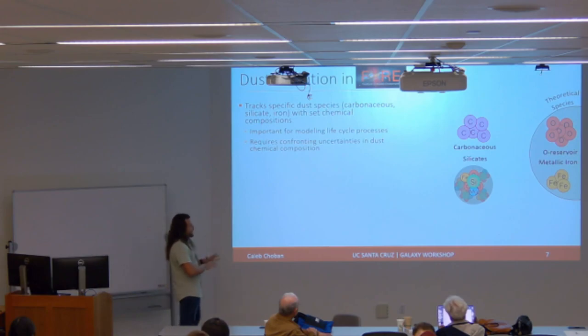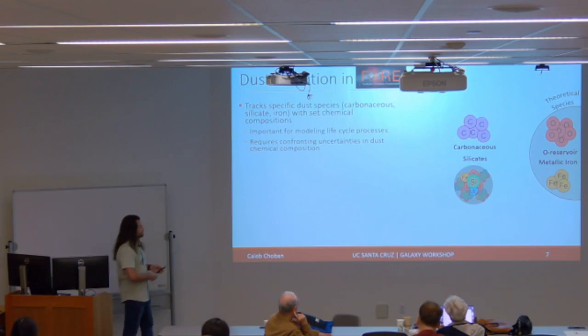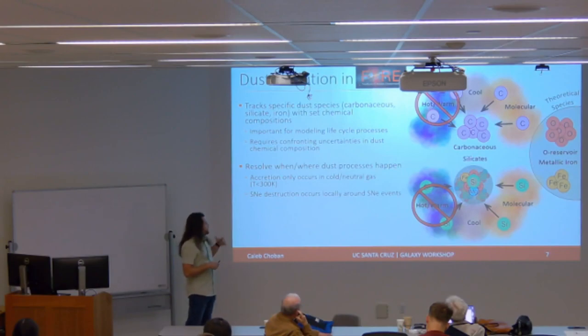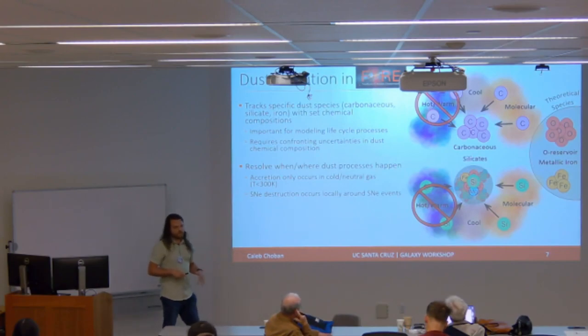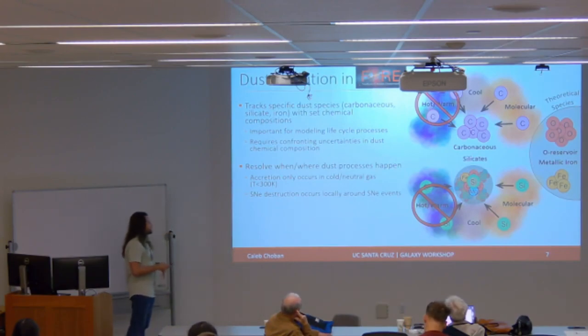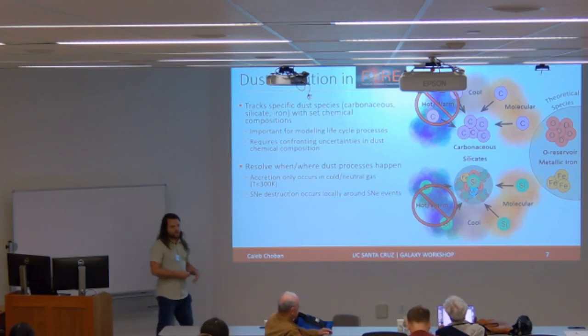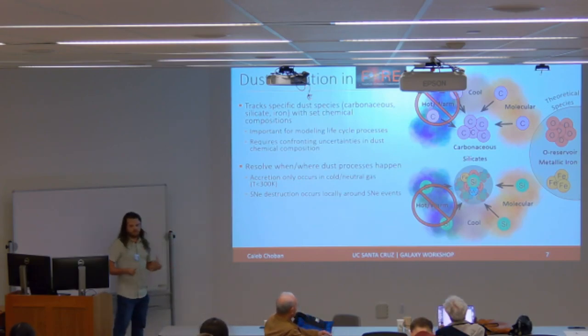But all of this tracking of specific dust species is very important when you model these different dust processes, mainly things like gas-dust accretion. But the great thing about this model is also we can resolve when and where these dust processes happen because they're integrated into FIRE. So we can resolve where accretion happens. It only happens in cold neutral gas. We can destroy dust locally around supernova events instead of having to average them out over the galaxy for lower-res simulations.